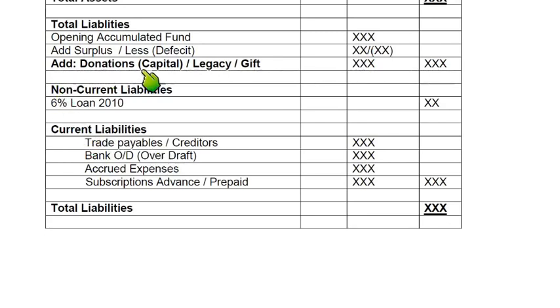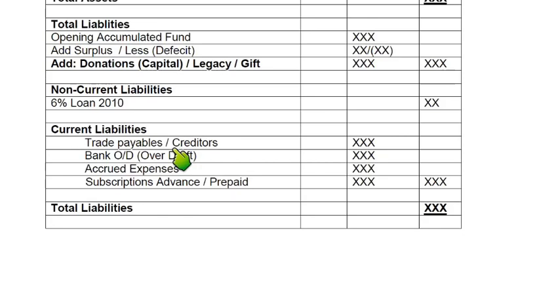Then we need to add donations of a capital nature, or if the examiner mentions the term legacy or gift, again this is a donation of a capital nature, and we should add it to our accumulated fund. So then this is the closing accumulated fund. We do not need to write the label closing, because it is understood that if we start with the opening accumulated fund, add surplus, then add donation, we will get the closing accumulated fund. Then after accumulated fund, we will list liabilities. If you have a non-current liability such as a loan, we need to mention it here. For a loan, the percentage and the year of maturity always need to be written. If you haven't mentioned the percentage and the maturity date to repay the loan, the examiner will deduct marks.